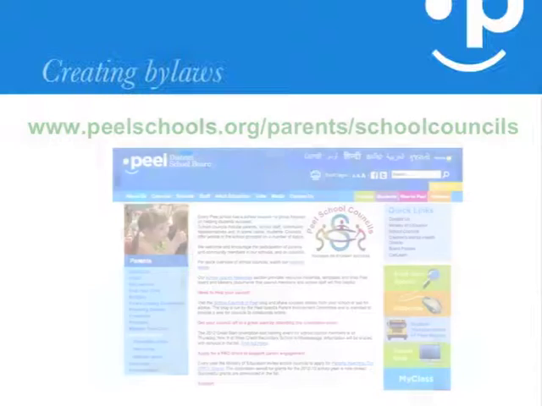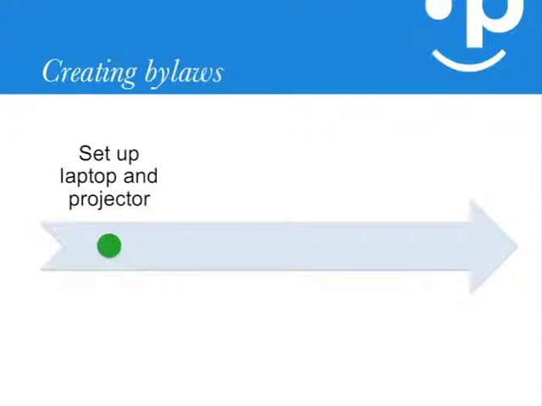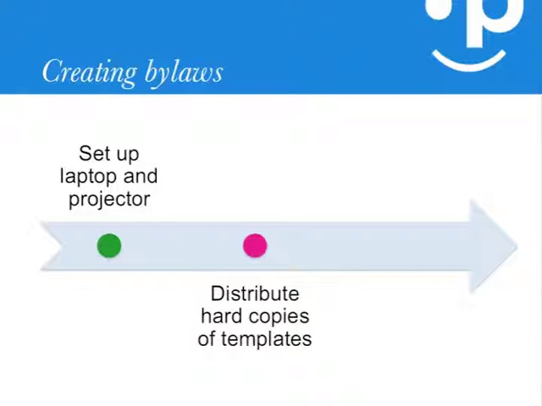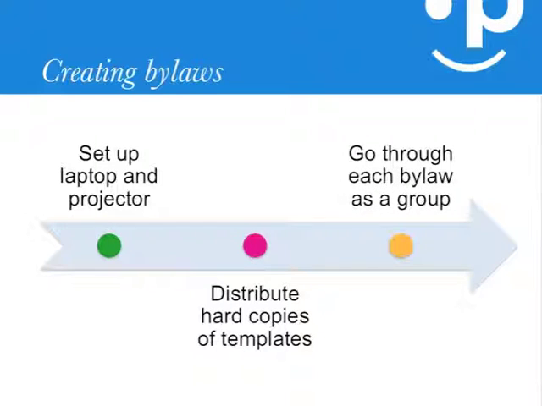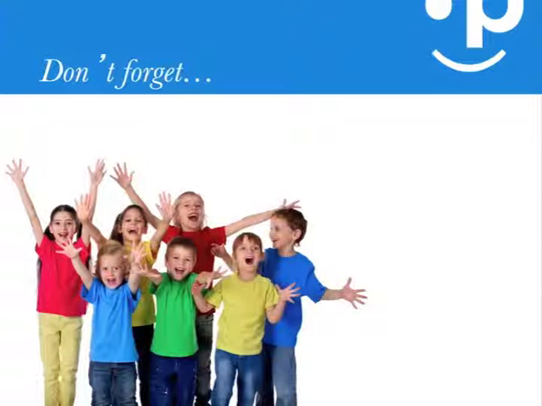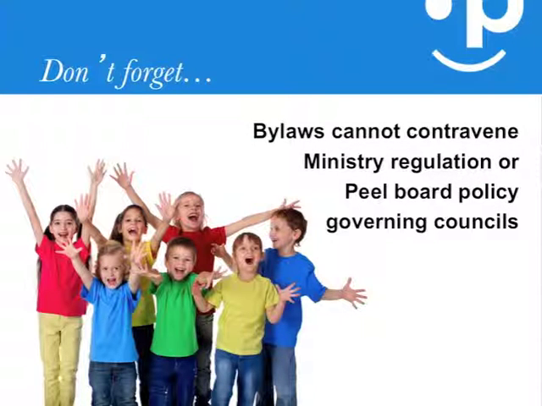When you meet to write the bylaws, set up a laptop, projector, and screen. Distribute hard copies of the template bylaws. Work through them one by one, making edits directly on the laptop, which will then be projected on the screen. This allows the group to see changes as they're being made. Don't forget, your bylaws must also follow the ministry regulation and the Peel Board's policy governing councils.